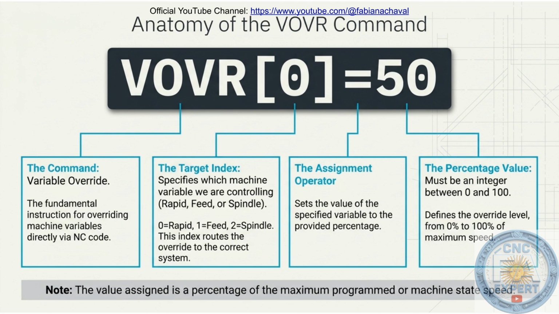VOVR subscript n equals 50. The command: VOVR is the fundamental instruction for overriding variables. The target index: this specifies what we are controlling. 0 for rapid, 1 for feed, or 2 for spindle. The assignment: we use the equal sign to set the value. The percentage: this must be an integer, typically between 0 and 100, defining the percentage of the maximum programmed speed.